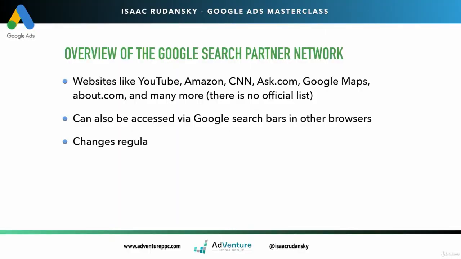There is no official list of Google search partners. That's sort of annoying, right? There's no official list. Google's very opaque about which websites are included. They give a few examples, and it does change regularly.